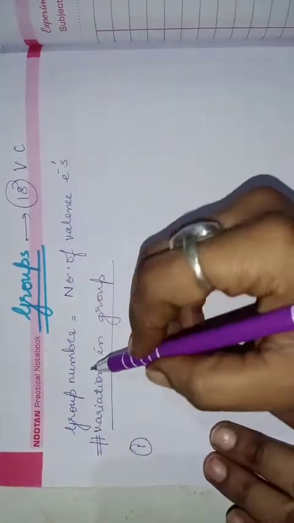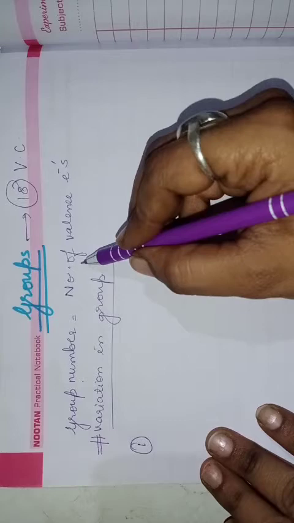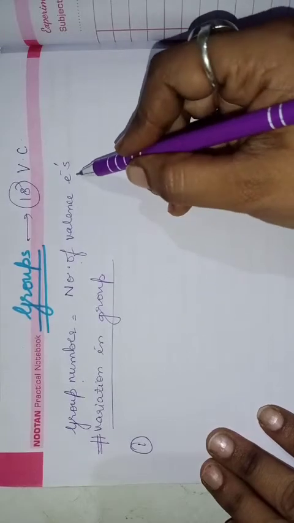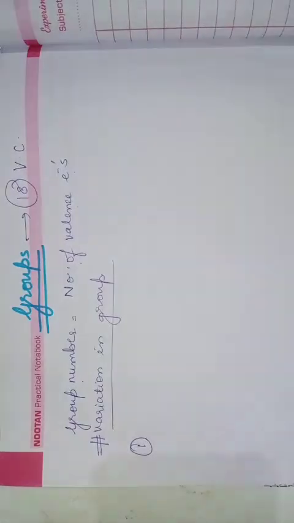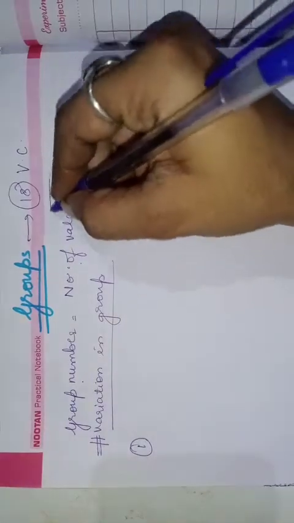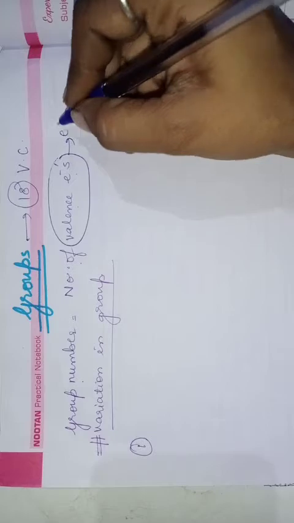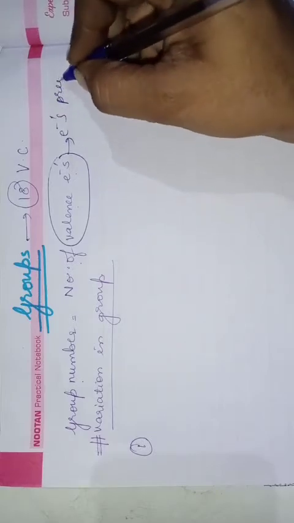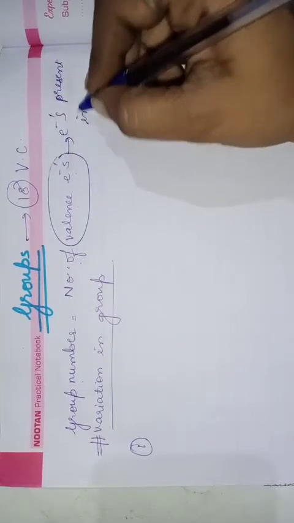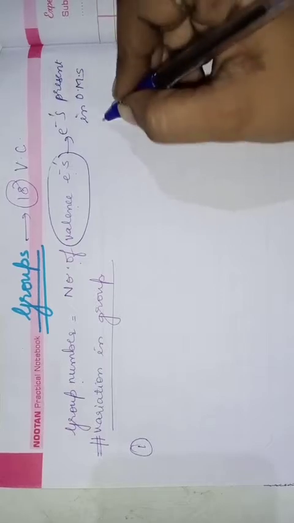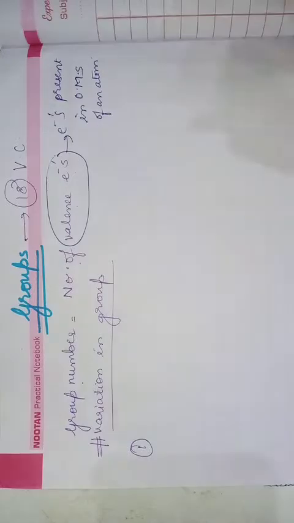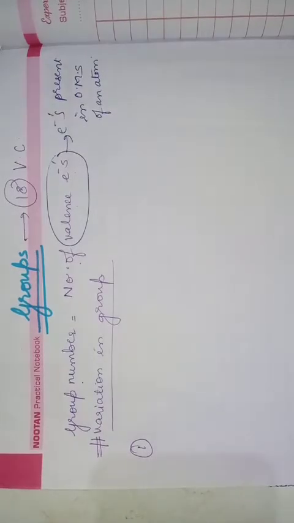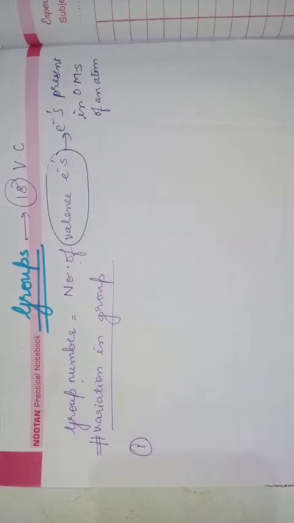Now I have already explained what the group number denotes. It denotes the number of valence electrons. It is equal to the number of valence electrons. Now what are valence electrons? Valence electrons are the electrons present in the outermost shell of an atom, children. This we have already discussed. So now what is the variation seen in the group that we have to discuss in detail?